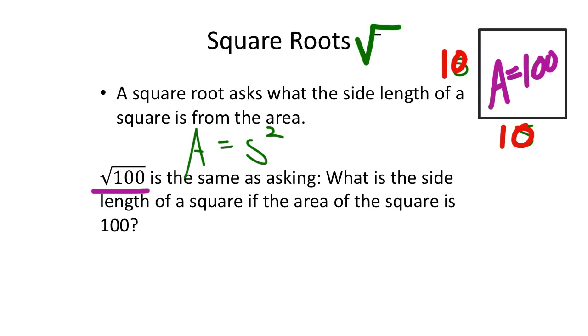Now this would be a perfect square because it's a whole value, 10, no decimals. It's not really a fraction, and it's being multiplied by itself. 10 times 10 is 100.